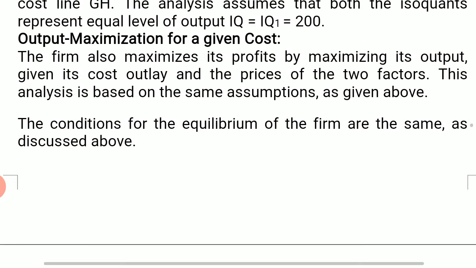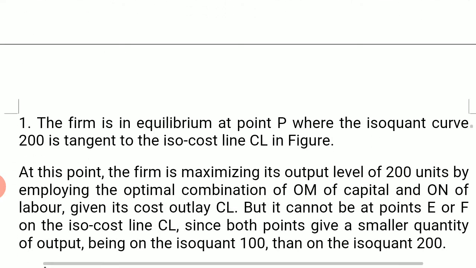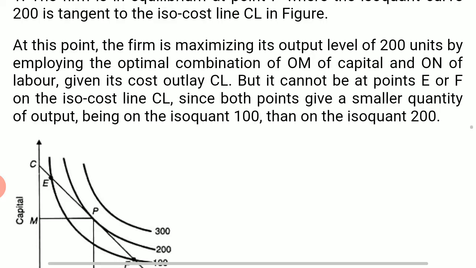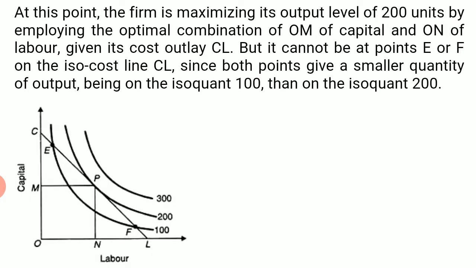Now, the second: producer equilibrium with output maximization for a given cost. The firm also maximizes its profit by maximizing its output given its cost outlay and the price of two factors. This analysis is based on the same assumptions as given above. The conditions for the equilibrium of the firm are the same as discussed above. First, the firm is in equilibrium at point P where the isoquant curve is tangent to the isocost line CL in the figure. At this point, the firm is maximizing its output level of 200 units while employing the optimal combination of OM of capital and ON of labor, given its cost outlay CL.